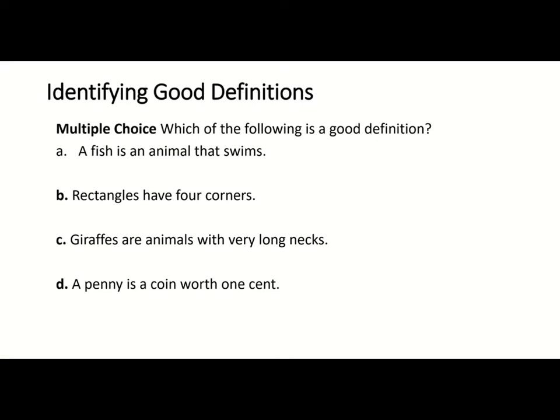So here we have 4 statements, and they want us to figure out which one is the good definition. So our 4 choices are A, a fish is an animal that swims. B, rectangles have 4 corners. C, giraffes are animals with very long necks. And D, a penny is a coin worth 1 cent.